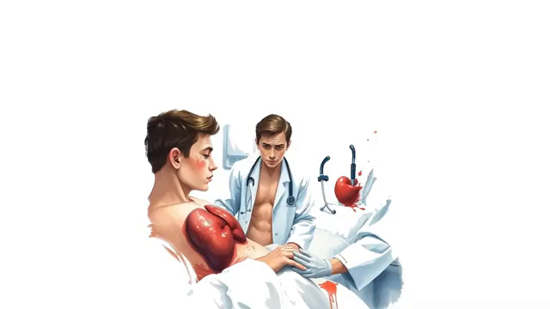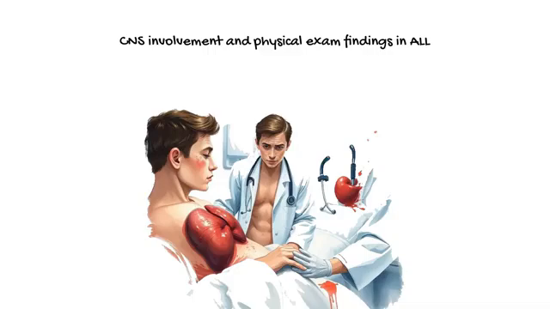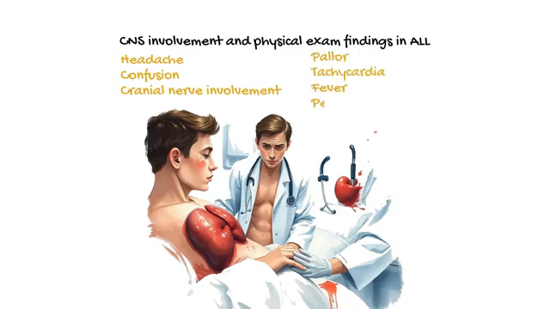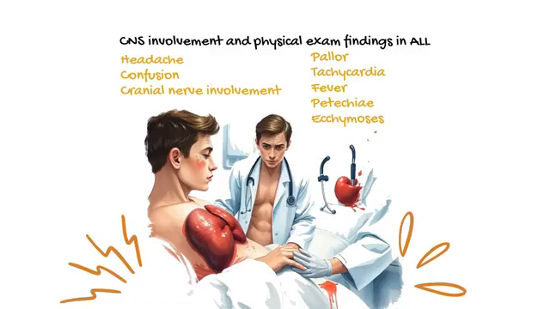About 3 to 5% of patients present with central nervous system involvement: headache, confusion, cranial nerve palsy, or rarely orbital involvement. On physical examination, you may see pallor, tachycardia, petechiae, ecchymosis, fever, lymphadenopathy, hepatosplenomegaly, and sometimes pleural or pericardial effusion.